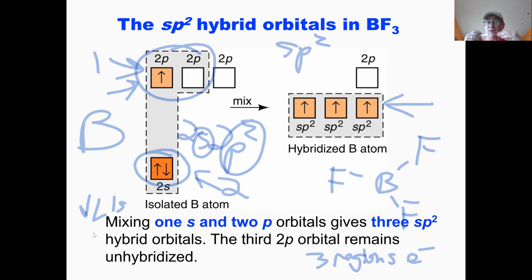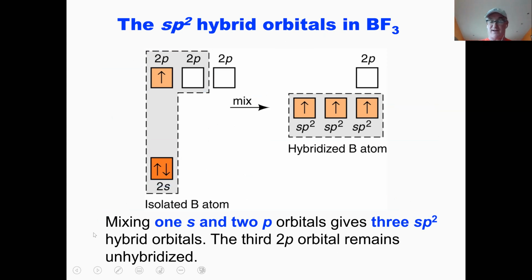And notice that the sp2 is a higher energy than s, but slightly lower than p. Notice that the energy is slightly higher this time. It's getting closer to the energy of the p, because now we have two p orbitals rather than just one. And so the average energy is slightly higher and closer to the p orbitals. So this gives us three identical orbitals for bonding.